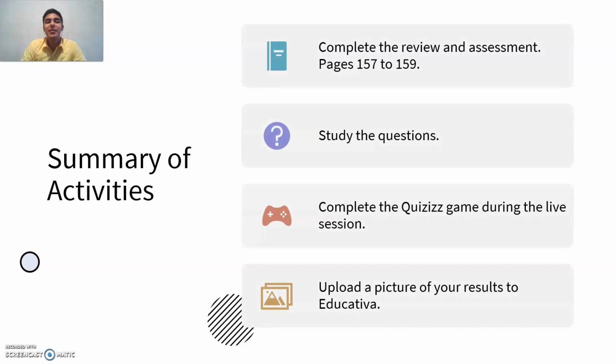Here you have a small summary of the activities to complete. Complete the review and assessment. You will find it in pages 157 to 159. Study the questions that you find in there. Complete the quizzes game during the live session. Right now I'm going to help you out with half of the questions that you find in the review and assessment, and you have to complete the other half.